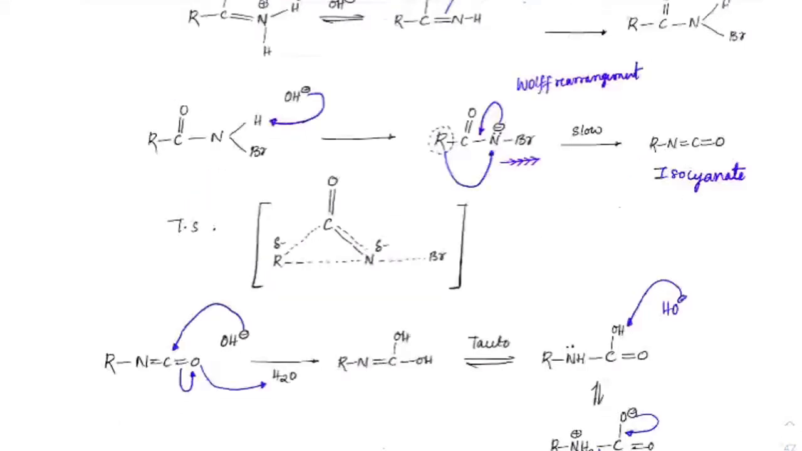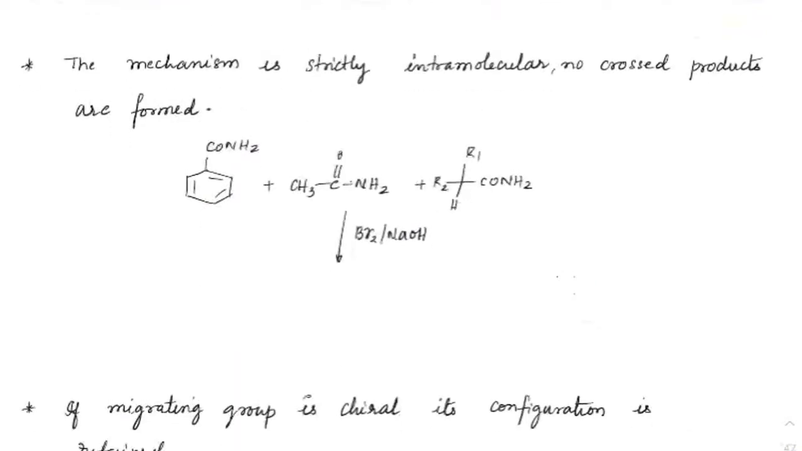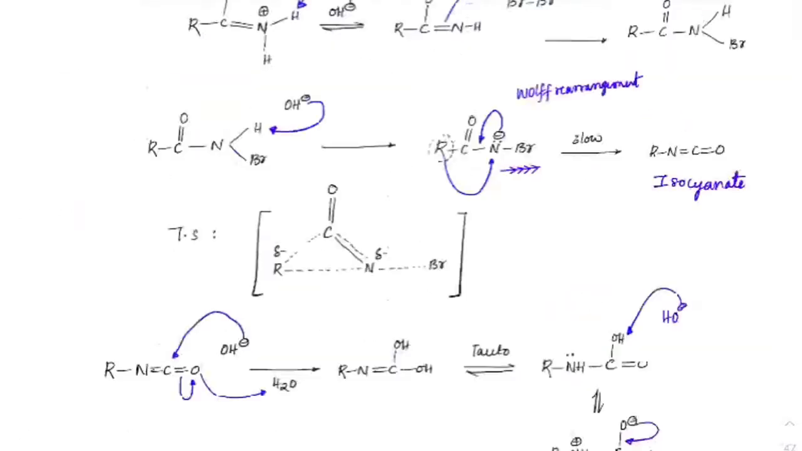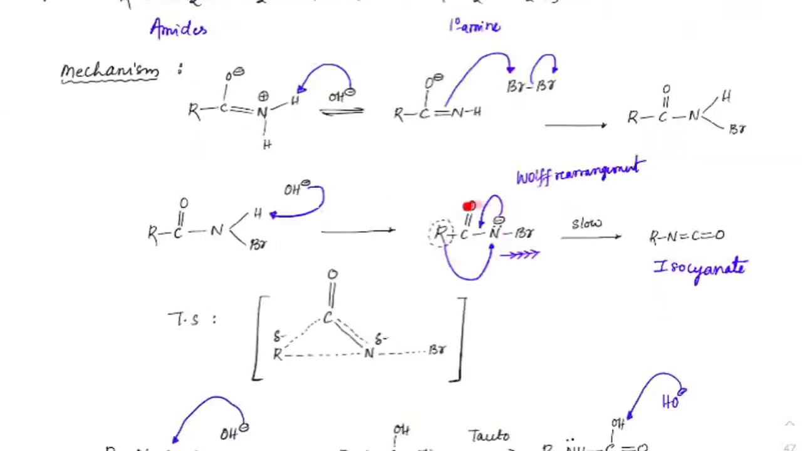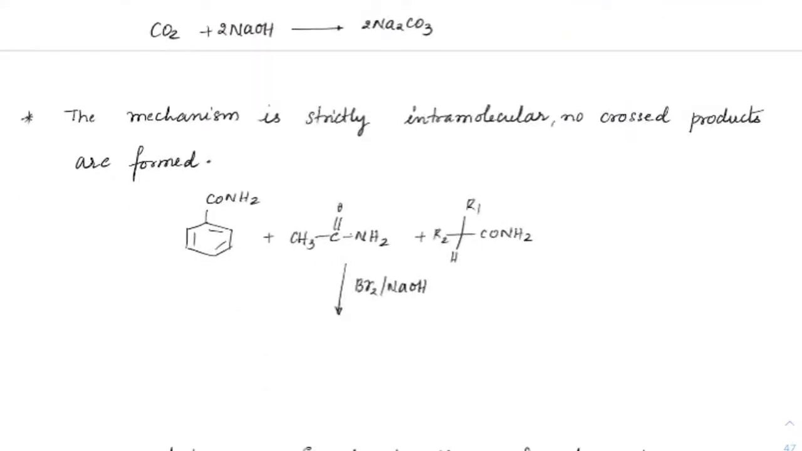What are the important pointers from Hoffman bromamide? Check it out. This mechanism is strictly intramolecular. You will see this rearrangement which has happened is happened within the molecule. So there is no bond breakage in multiple steps. It's a concerted step. So even if there is a mixture of amides, they will happen internally. There won't be any cross products happening.